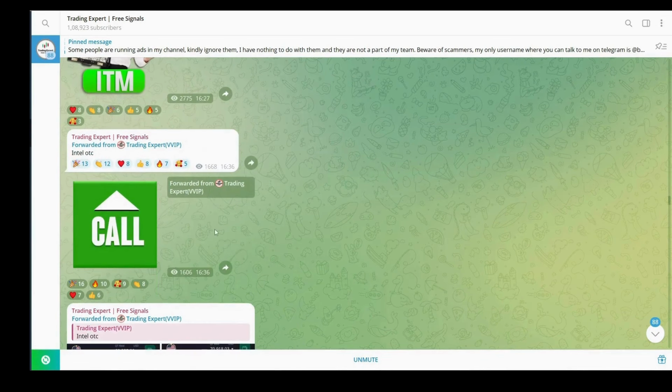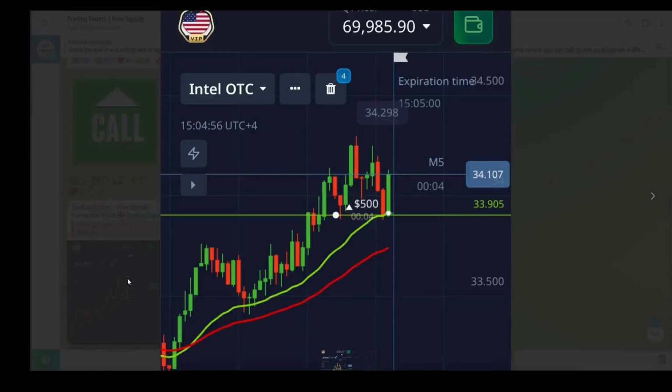After that, we provided another signal on Intel OTC for the call side move. The logic was the same. There was an uptrend, the moving average was present, and a strong support level was visible. Based on this setup, we provided a buy signal and won this trade as well.